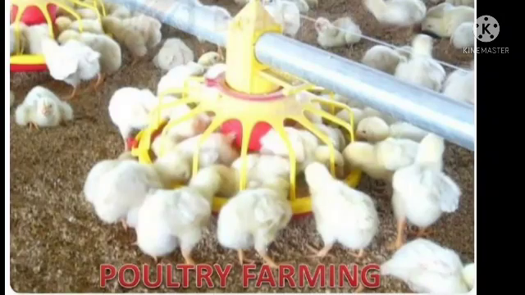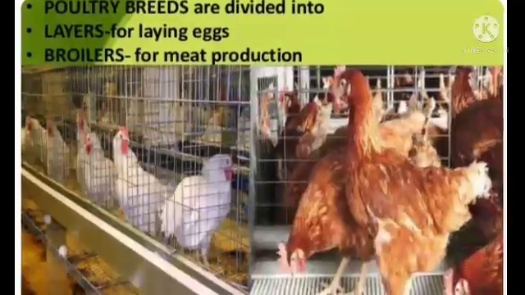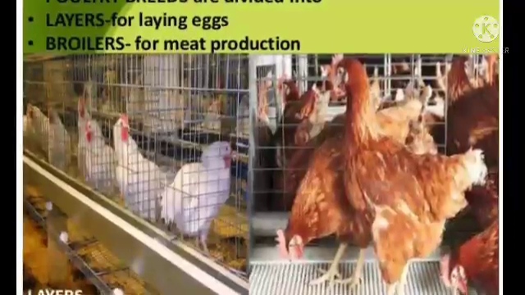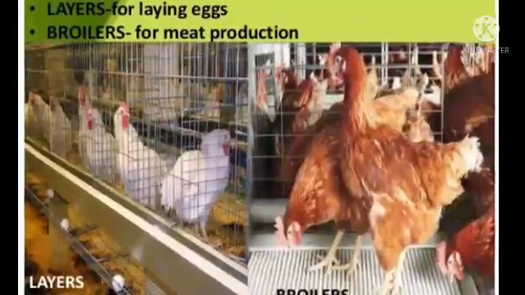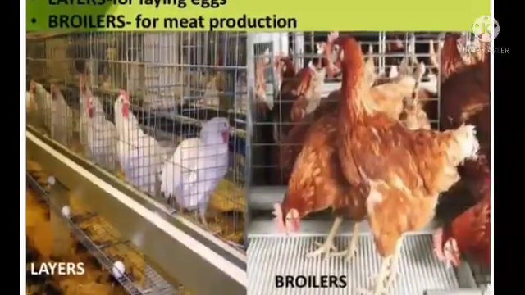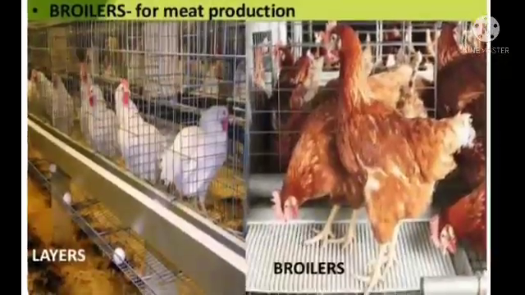Poultry farming. Poultry farming is undertaken to raise domestic fowl for egg production and chicken meat. Therefore, improved poultry breeds are developed and farmed to produce layers for eggs and broilers for meat. As said earlier, poultry breeds are divided into layers for laying eggs and broilers for meat production.